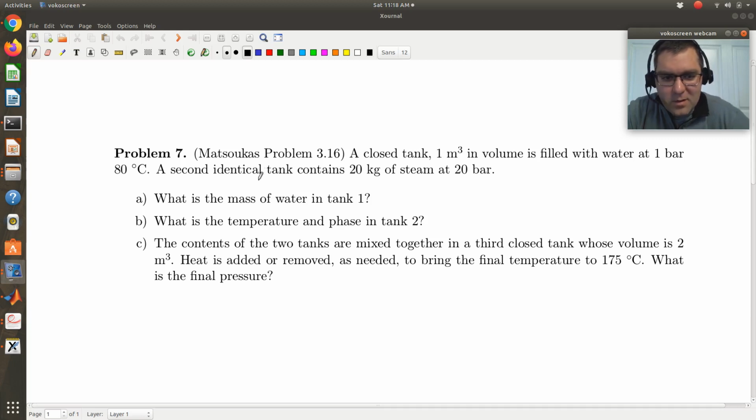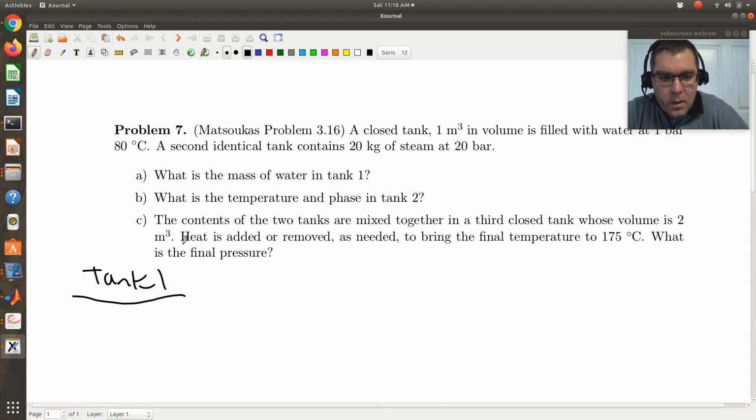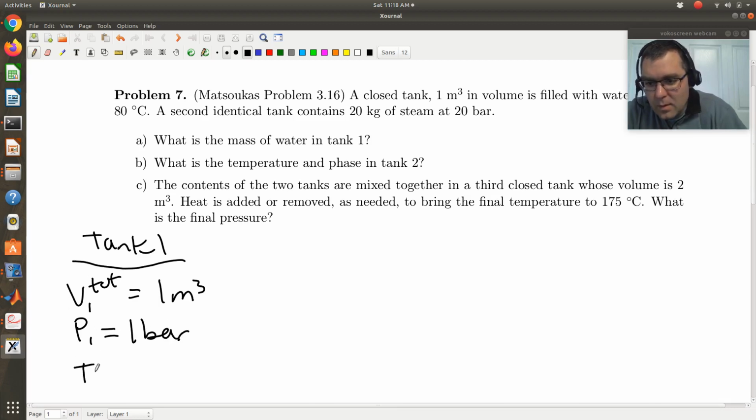So before we mix, let's get down part A and B and fully categorize our systems. Okay, so let's just take this as tank 1. When I look at tank 1, our total volume is 1 meter cubed. Our pressure, let me label this V1, P1 is 1 bar, and T1 is 80 degrees C.